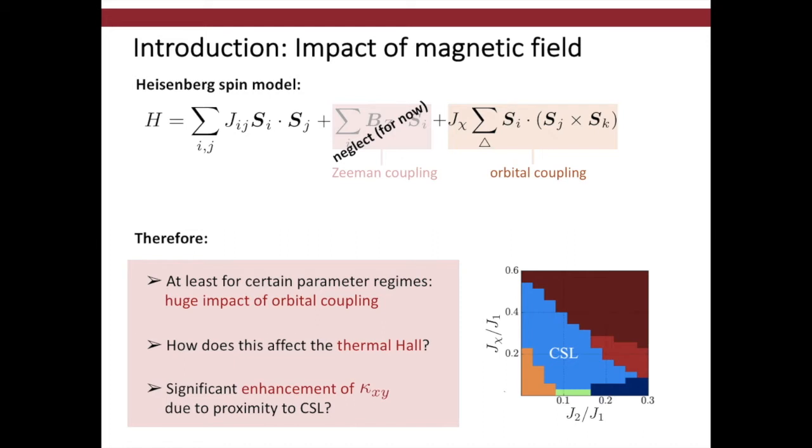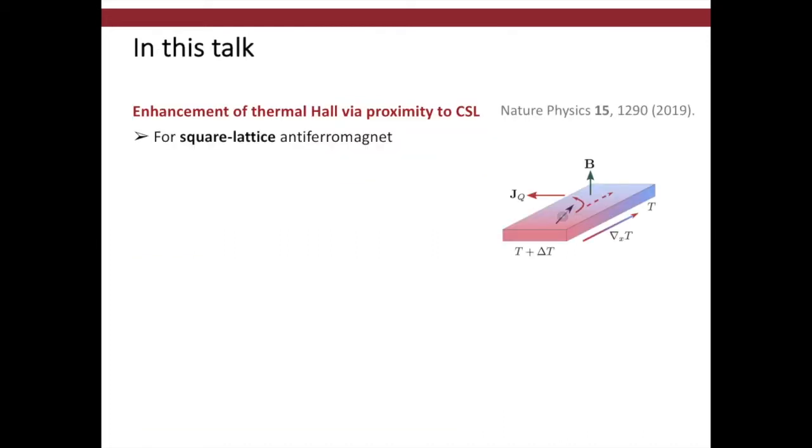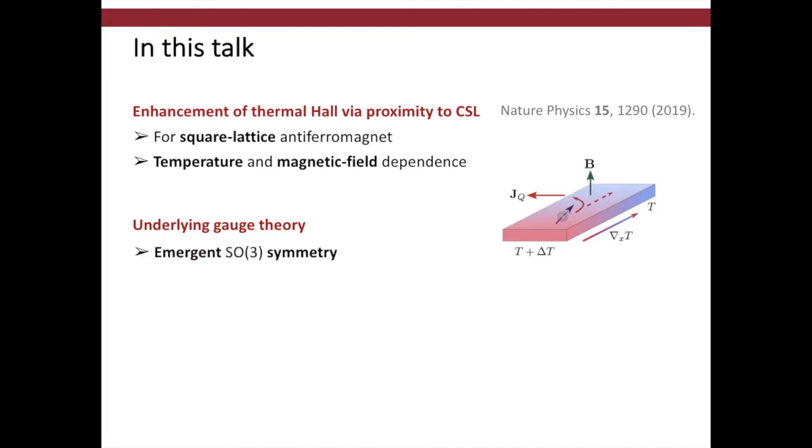Now, in the remainder of the talk, I will first discuss in detail the enhancement of the thermal Hall conductivity when the magnetic field drives a magnetically ordered phase in proximity to a chiral spin liquid, focusing on the square lattice antiferromagnet for concreteness. In this first part, we will concentrate on the key physics and the temperature and magnetic field dependence of kappa xy. The second part will be more technical and will deal with the underlying gauge theory and will identify an interesting emergent global SO(3) symmetry.